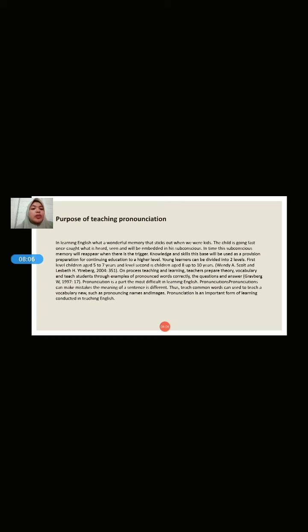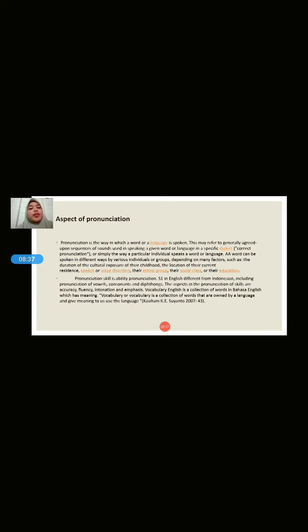Pronunciation is the most difficult part of learning English. A pronunciation mistake can make the meaning of a sentence different. Thus, teaching common words can be used to teach new vocabulary, such as pronouncing names and matching. Pronunciation is an important form of learning conducted in teaching English. Aspect of pronunciation.